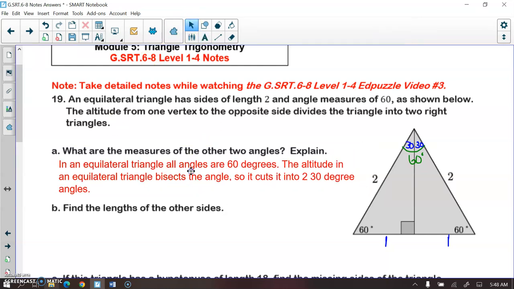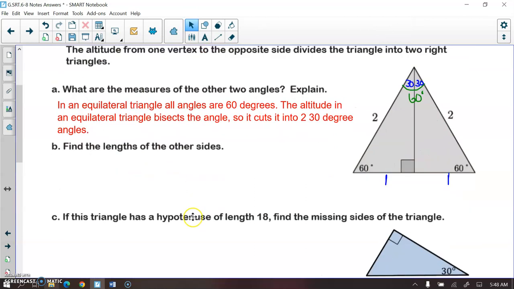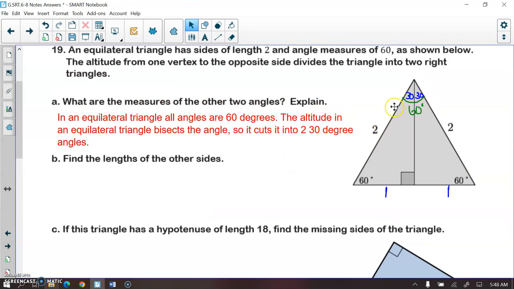And then it also said to find the lengths of the other sides. So we found the length of this side here, but they're also asking us to find the length of this side. So what we're going to do is focus on one half of this triangle, and we're going to do the Pythagorean Theorem. We have the hypotenuse and one leg, so we need to find the other leg.